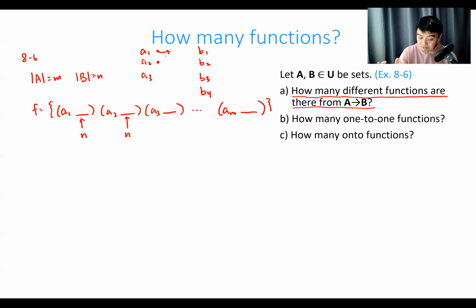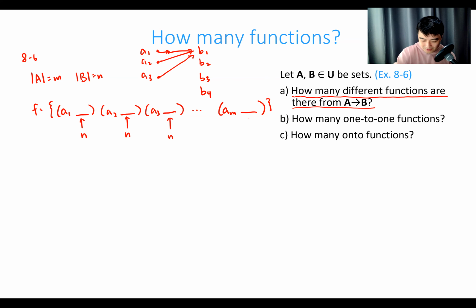In fact, I can have a function in which all of the A's point to B1 or all of the A's point to B2. I can have a function like that. So for example, I can have something like this, right? That is an example of one of the functions. So there is repetition being used here. I hope you can think back to our counting section and remember what type of algorithm or formula this is.